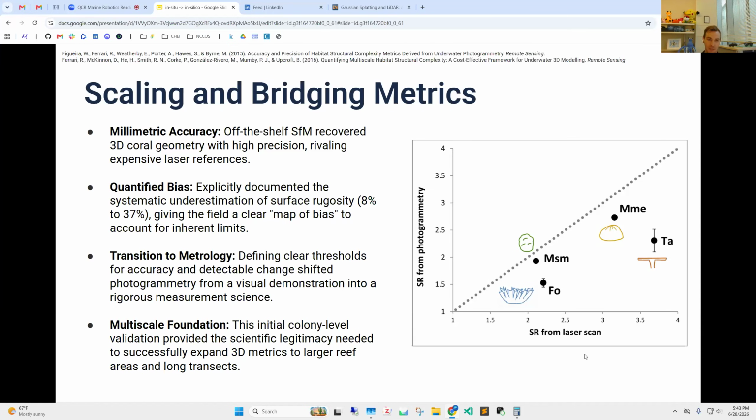So again, it comes back to this idea that you don't need this technology to be perfect. You just need to know what its error rate actually is, so you can account for that when you're trying to do your analysis. By defining these thresholds for accuracy and detectable change, they shifted photogrammetry from a neat demo that you would show people into something that is actively being used on a regular basis by folks, not only across labs but across different countries.